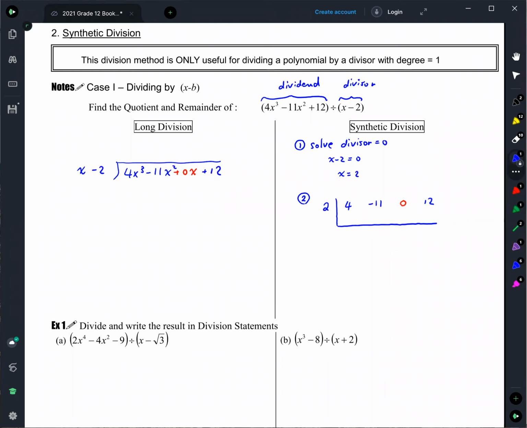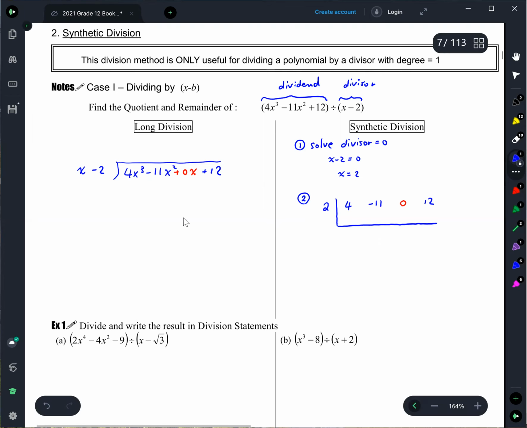So this is the setup for synthetic, okay? You can compare left and right. On the left side, you have x's. On the right side, you don't have any x, okay? That's why it saves time. Okay, please raise your hand if you finish setting up for the synthetic division.